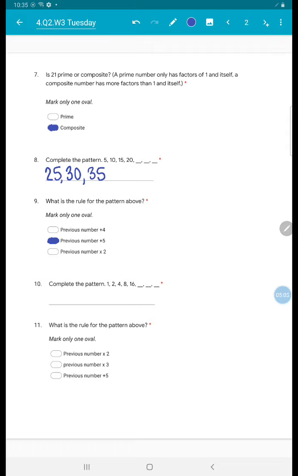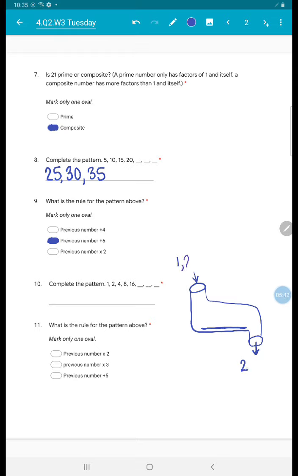Next we have 1, 2, 4, 8, 16. So remember that funny looking little function machine. And I could have done the same thing with the problem above. I'm going to put in a number. The rule is going to change it. Something's going to happen in the machine, and it's going to pop out a number. So if I put in 1, something happens for me to get 2.